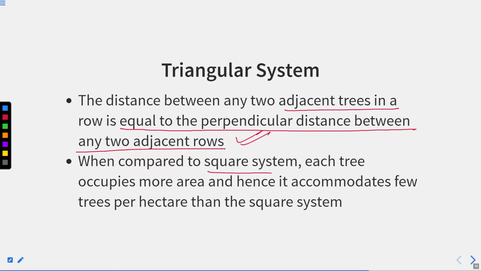And when compared to the square system, each tree occupies more area and hence accommodates fewer trees per hectare than the square system. So this type of triangular system occupies more space as compared to the square system.